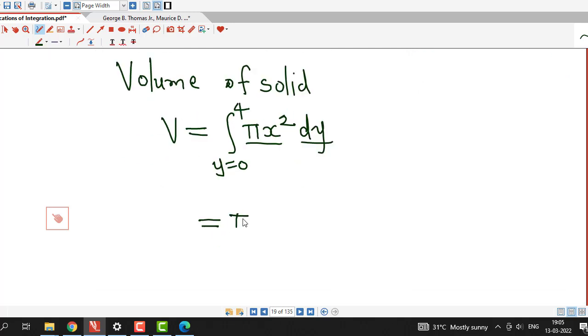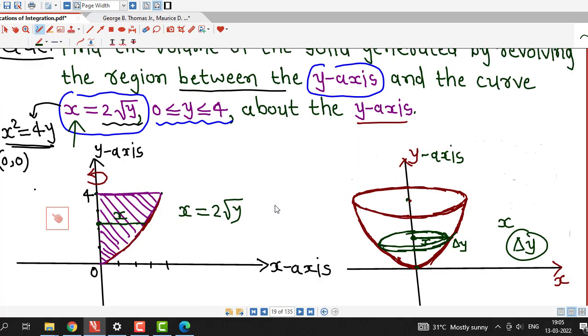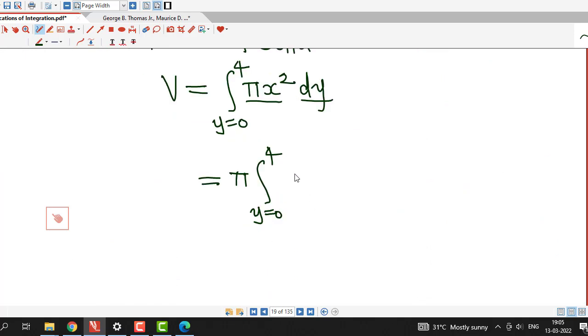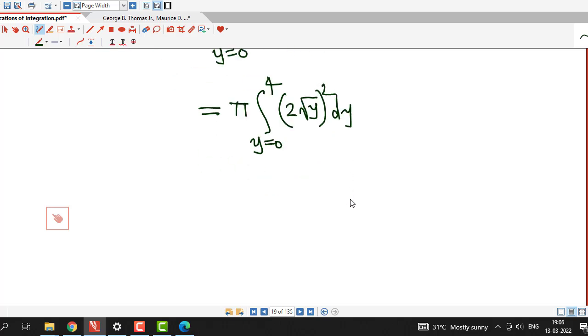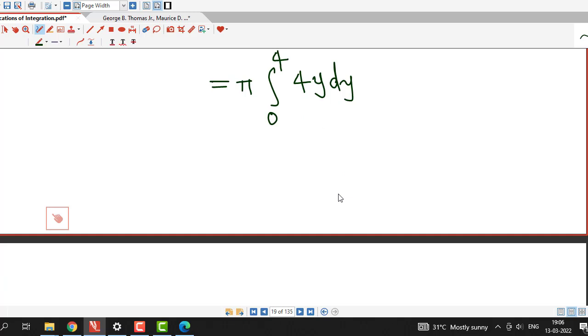Now we have the value of x that we can substitute here. y is from 0 to 4. The value of x is 2 square root of y. So here we have 2 times square root of y whole square, integral with respect to y. This is going to be pi times the integral from 0 to 4. The square of 2 is 4, square root of y square, that is y, dy.